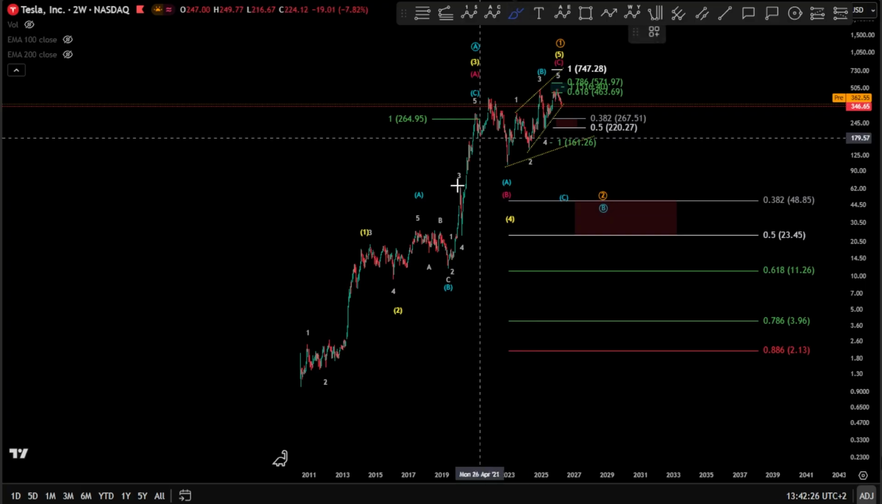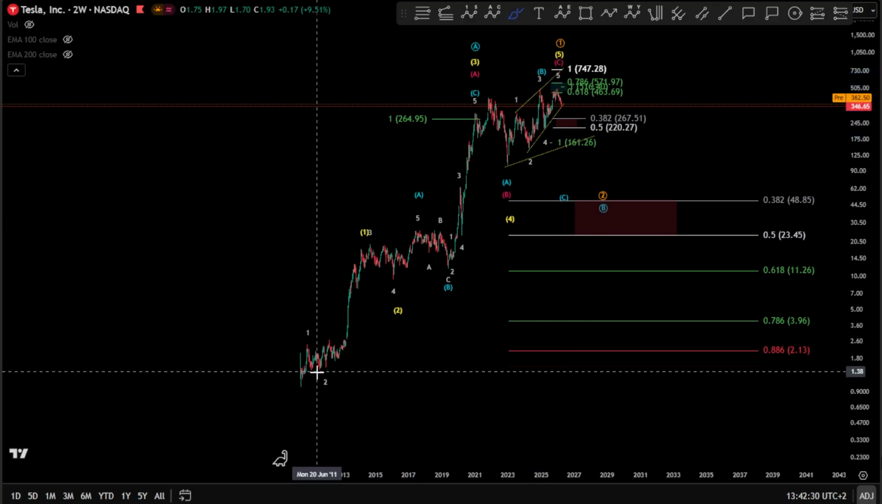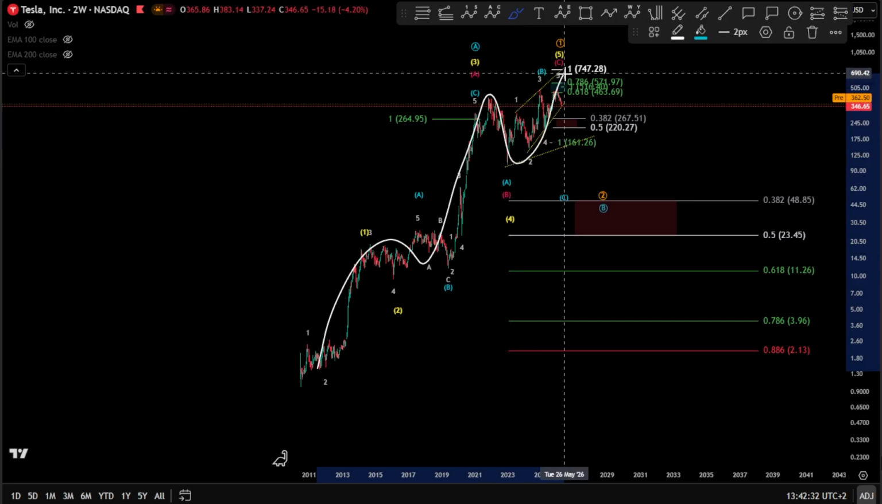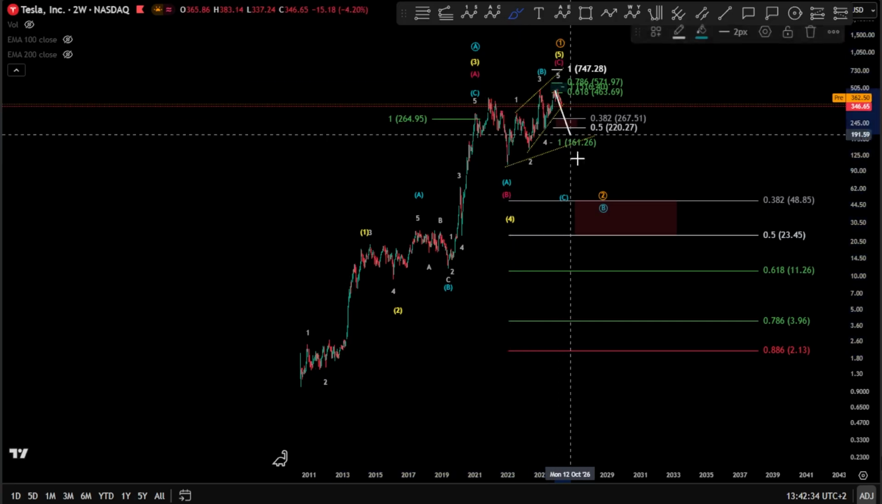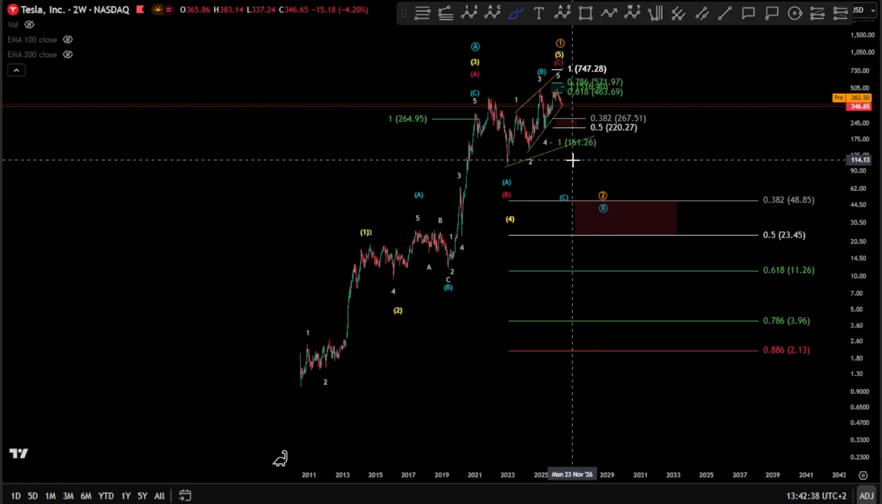Let's see Tesla on the all-time history. As I mentioned before in the previous analysis, we have a 1, 2, 3, 4, and a 5 finished as a wave 1, and we're looking for a deep wave 2. Potentially, yes, 0.38 can be a possibility.